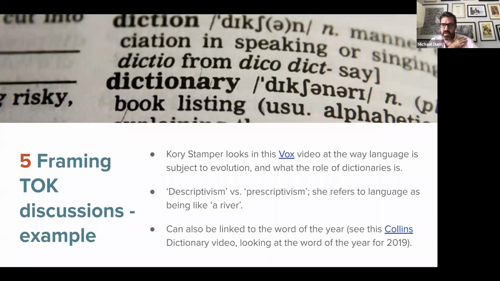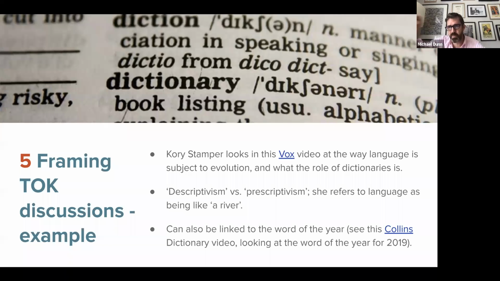There are descriptivists who view the role of the dictionary as being there to merely describe how language is used. It's something that evolves over time. We can't stop it evolving. It is, as she says, like a river with lots of branches coming off it.